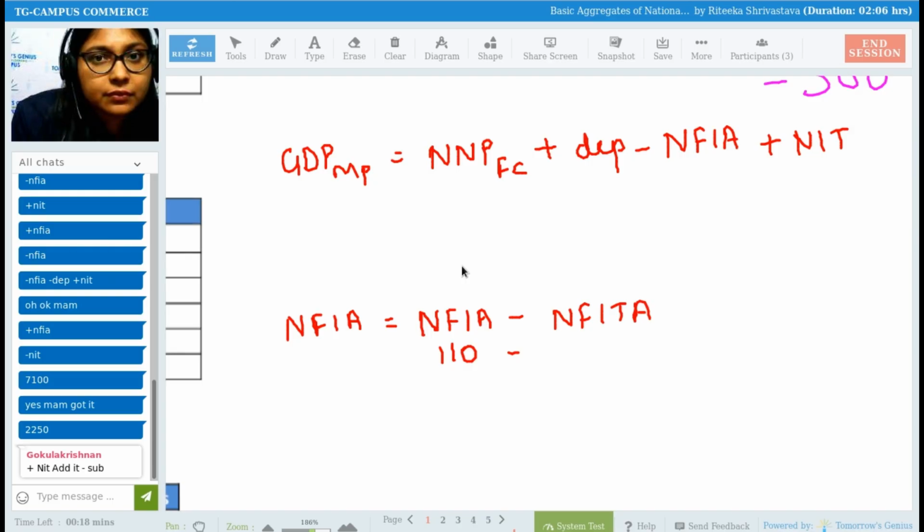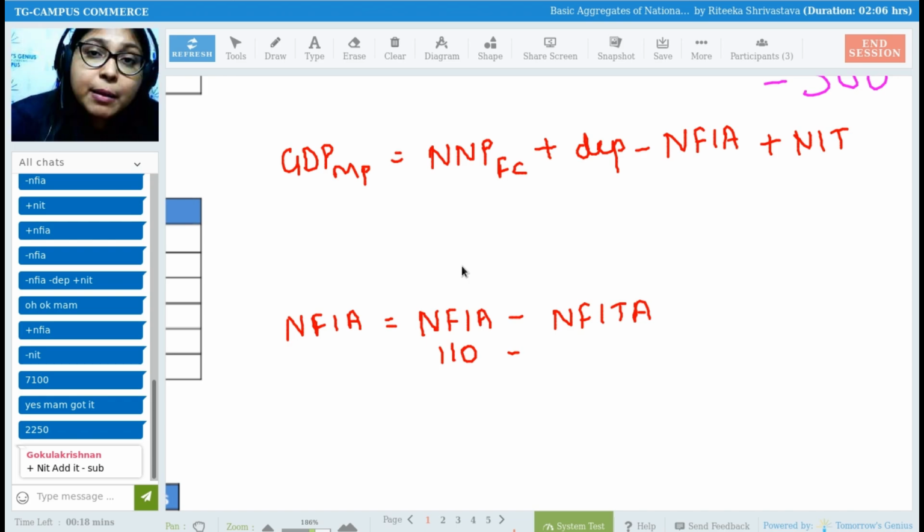But why do we have to calculate this? Because net factor income from abroad includes both incomes: the income which our country has paid to the other country, as well as the income which the other country has paid to our country. So we have to find the difference between the income which has come inside our country and the income which has gone from our country. That is why we will find out NFIA.